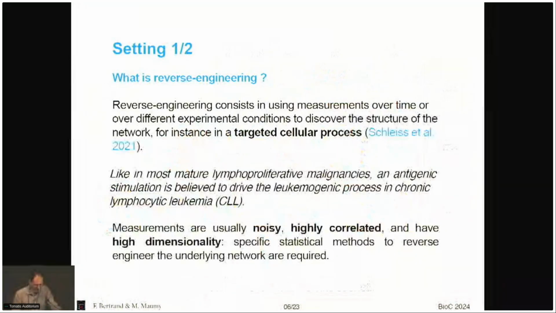And this way, we were able to find some subnetwork that was especially associated with the leukemia that was studied at the hospital. One of the main problems in that kind of data is that it is noisy, highly correlated, and high dimensional. But since you use a targeted cellular process with a stimulation that synchronizes the cells, you can take this as an advantage in the model.